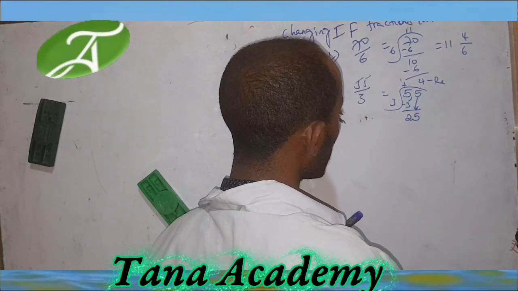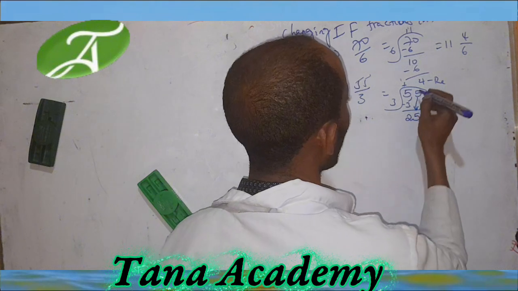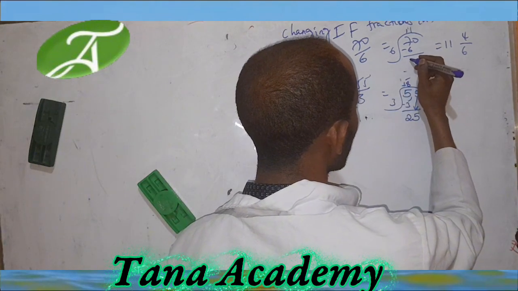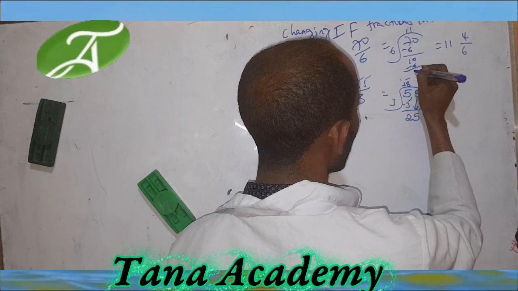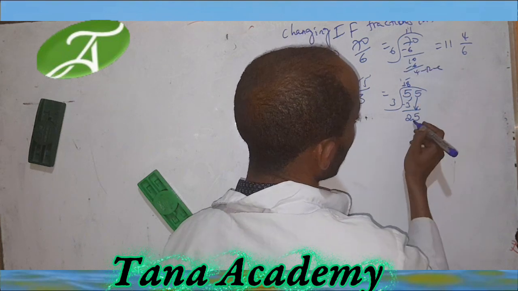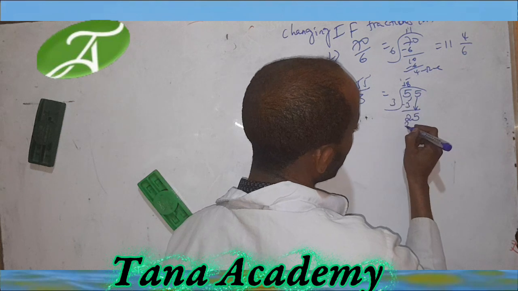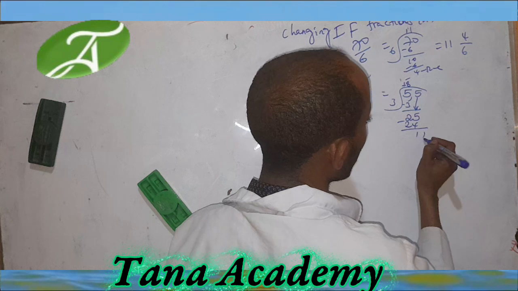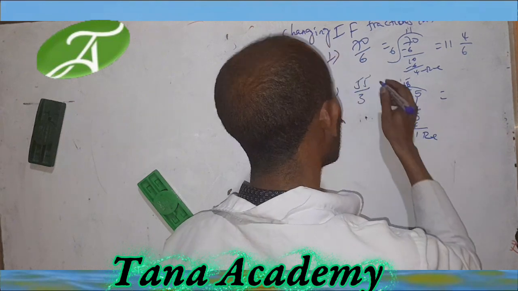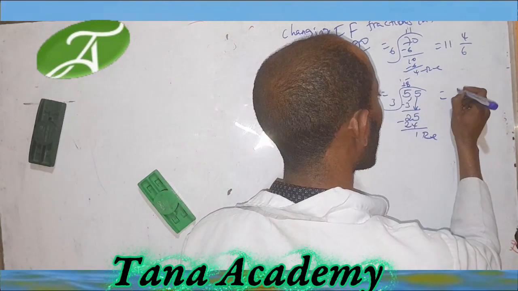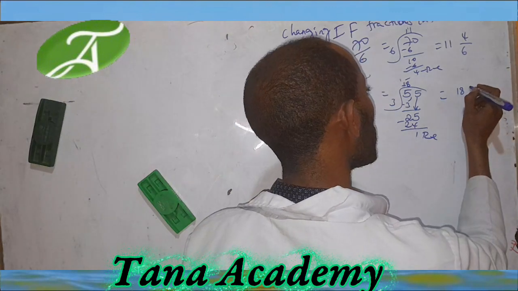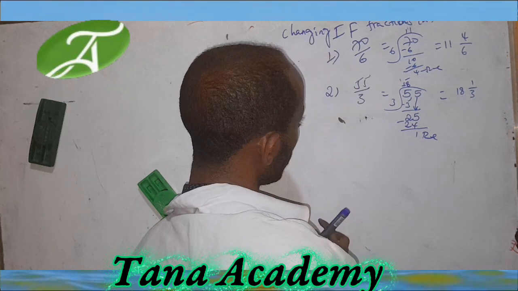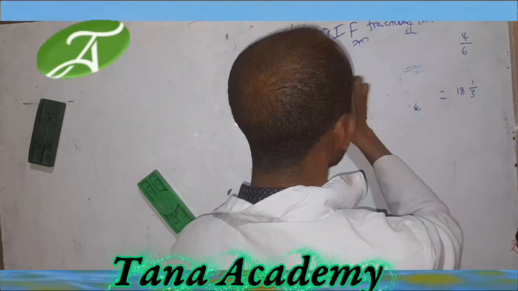25 by 3: 7 times is 21, 8 times is 24. 8 times 3 becomes 24. 25 minus 24 becomes 1. It is the remainder again. And 55 over 3 becomes 18 and 1 over 3. Let's do another example.